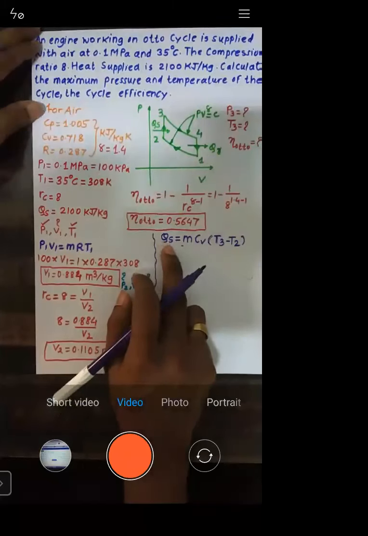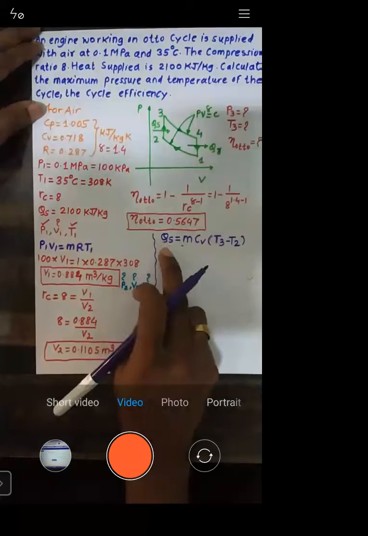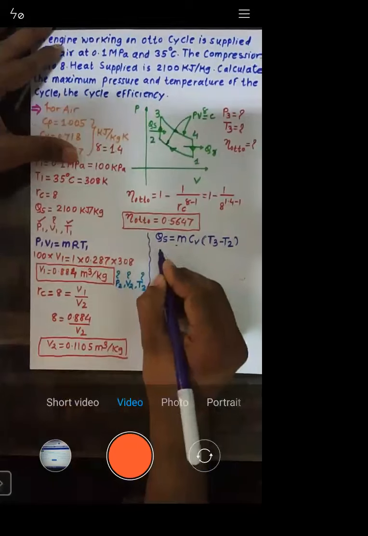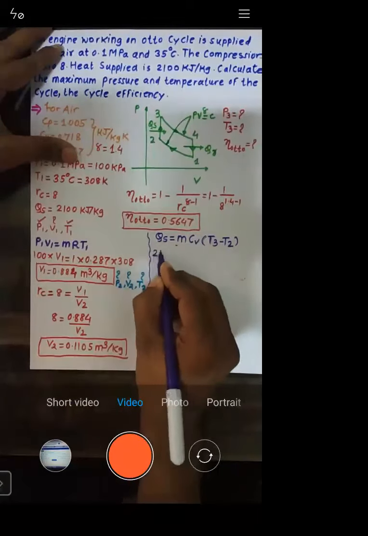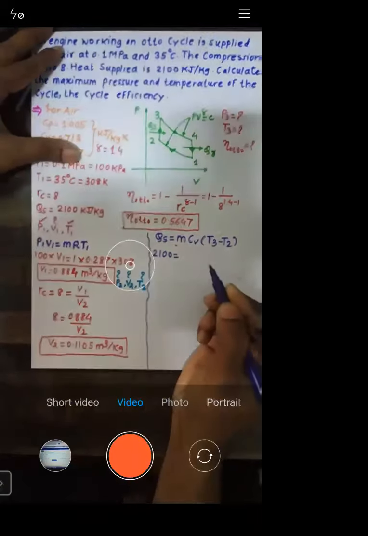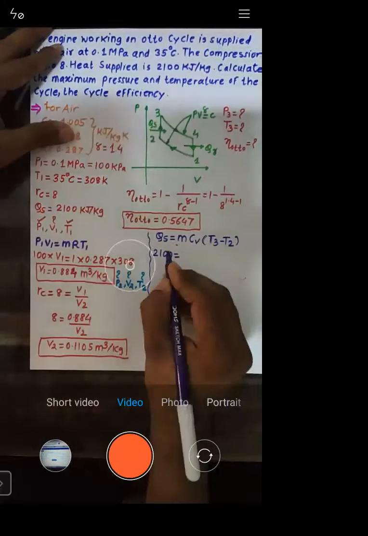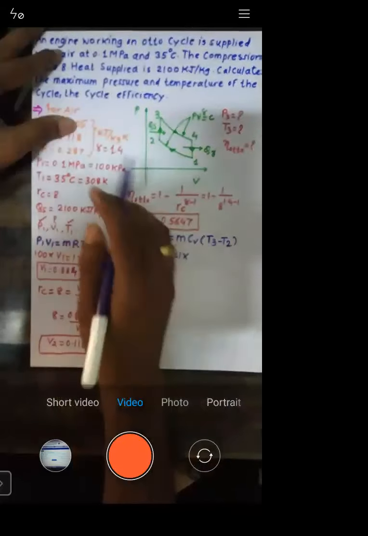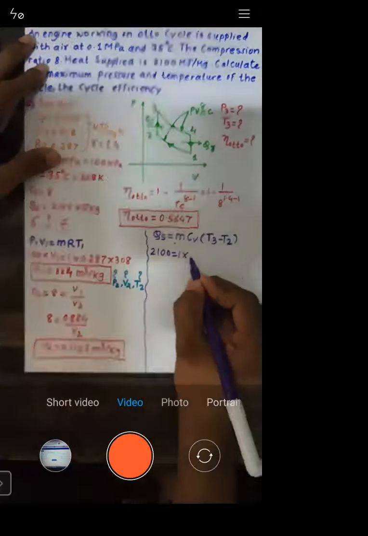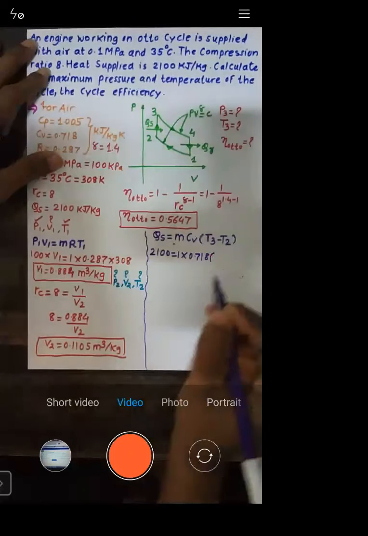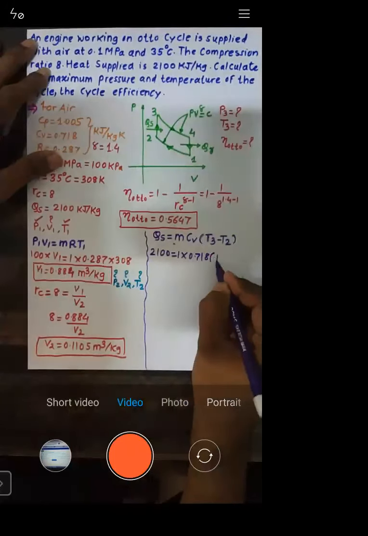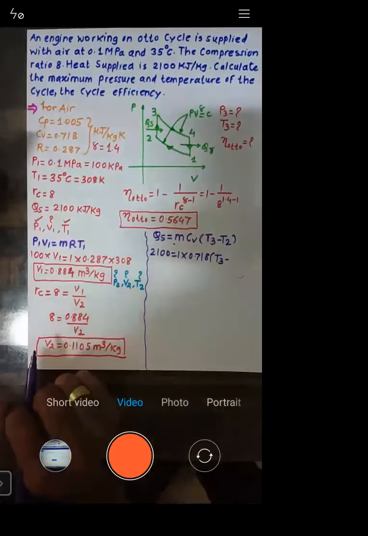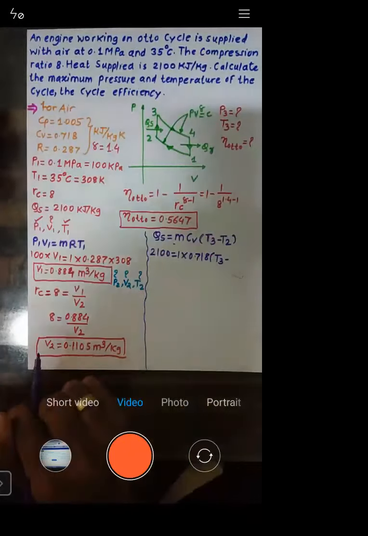See here, the value of QS is given as 2100, which is equal to mass, which we have taken as 1, into CV, whose value is 0.718, into T3 minus T2. T3 we are supposed to calculate, but T2 we don't know. How do we do that?